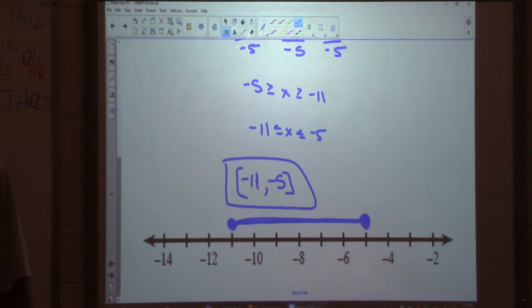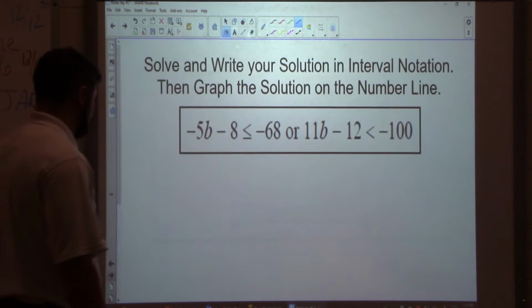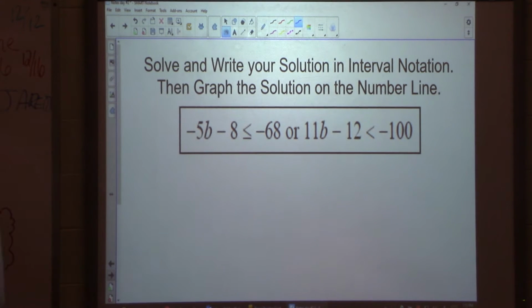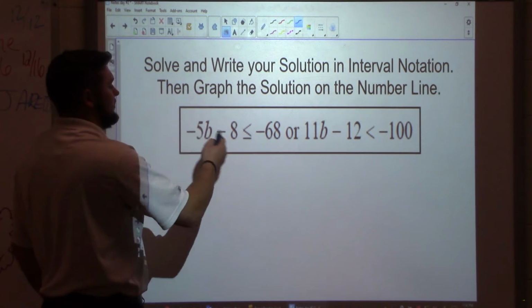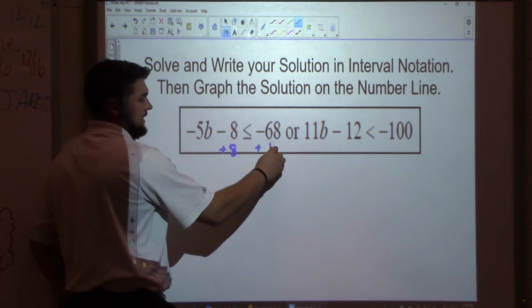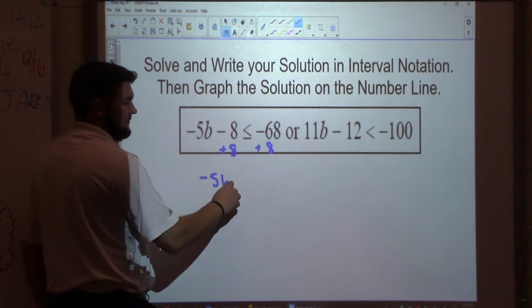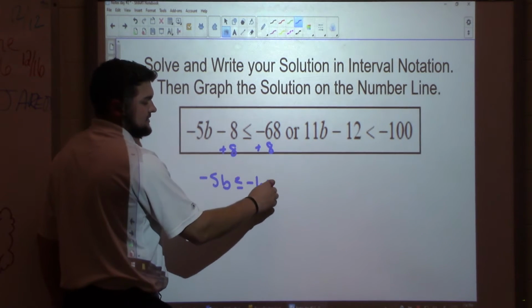Okay, take that as a yes. I already know. Negative 5b minus 8 less than or equal to negative 68, or 11b minus 12 less than negative 100. So same thing, solve both of these like we did yesterday. Add 8. Negative 5b less than or equal to negative 60.